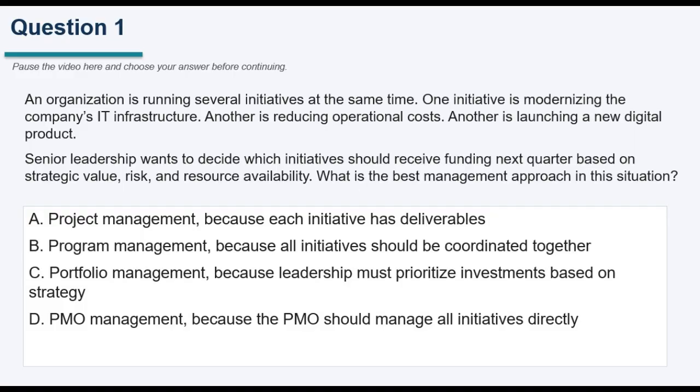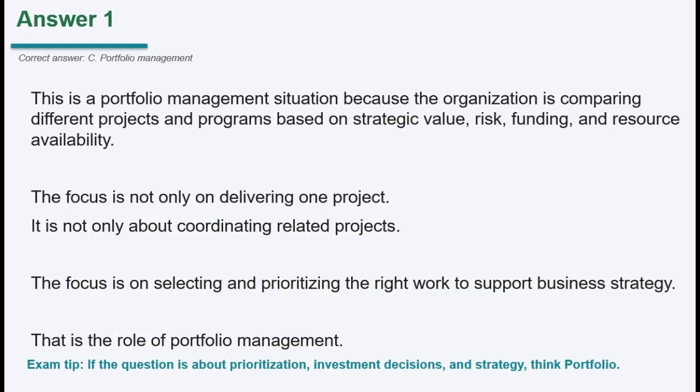The correct answer is option C, portfolio management. This is a portfolio management situation because the organization is comparing different projects and programs based on strategic value, risk, funding, and resource availability. The focus is not only on delivering one project, the focus is on selecting and prioritizing the right work to support business strategy. That is the role of portfolio management.